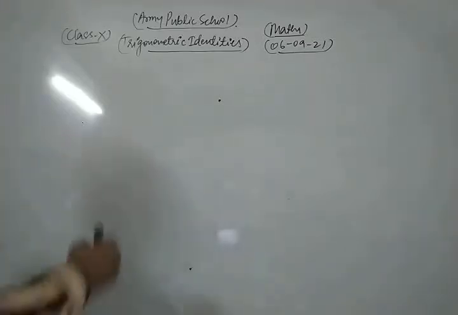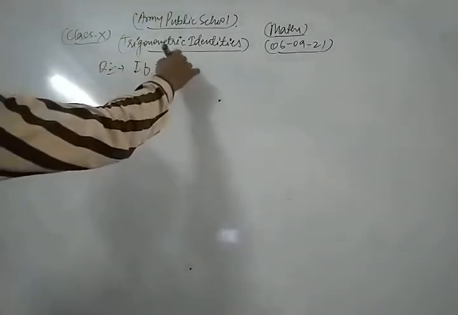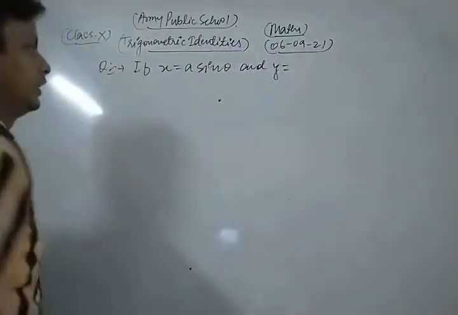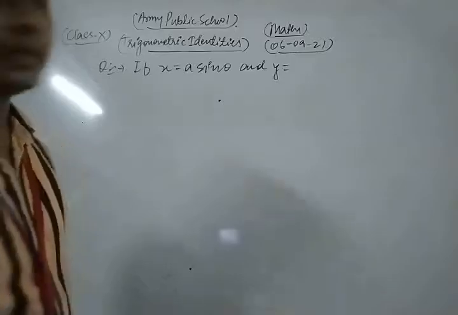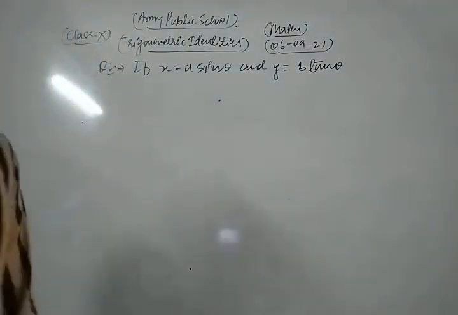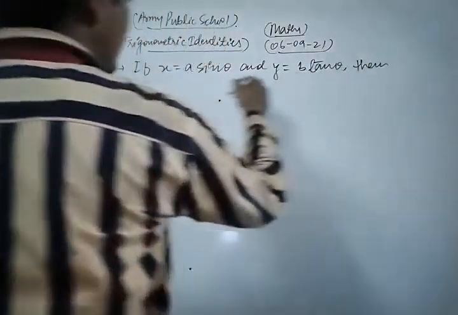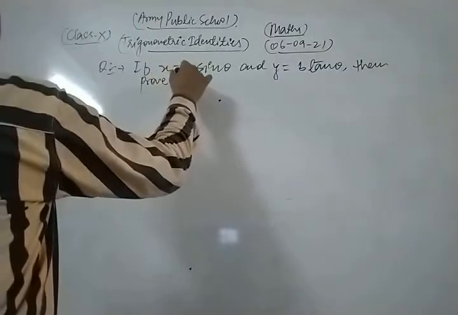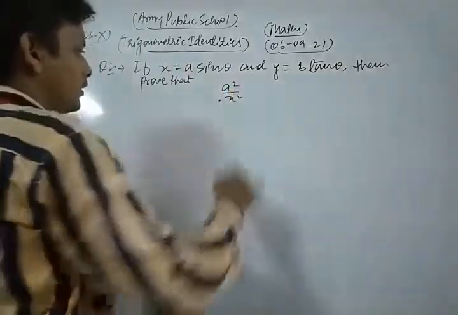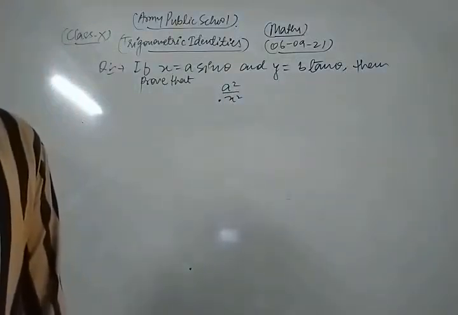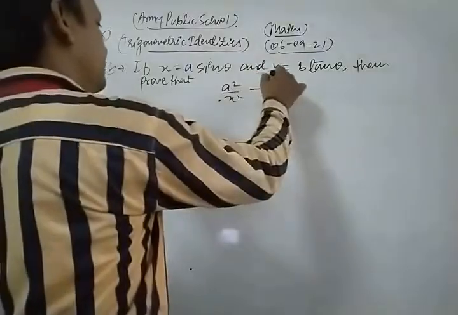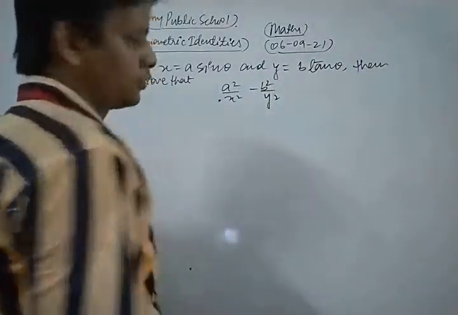Now look, if x is equal to a sin theta and y is equal to b tan theta, then prove that a square upon x square minus b square upon y square is equal to 1.